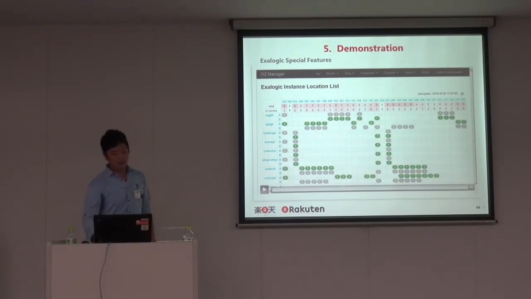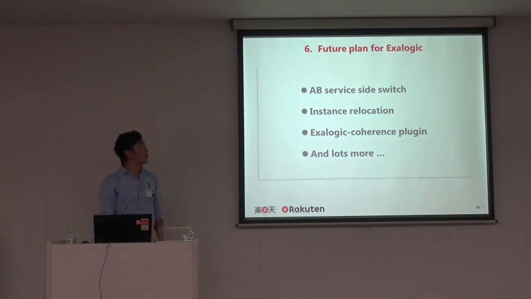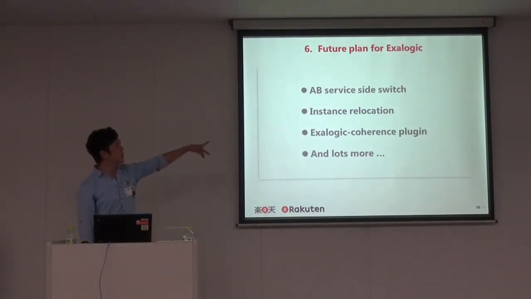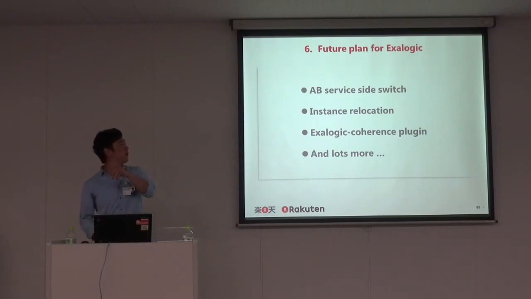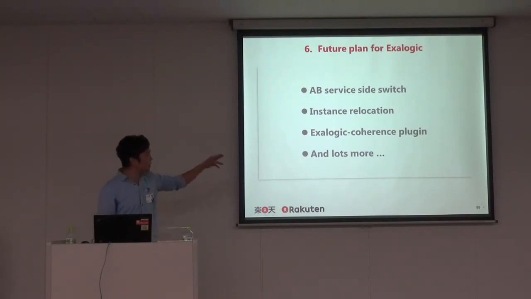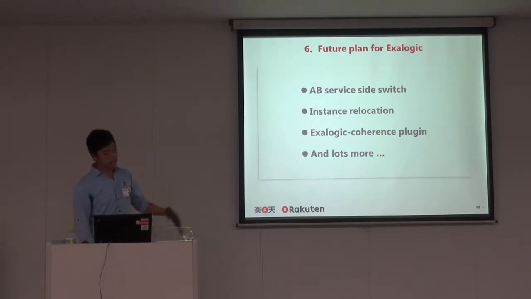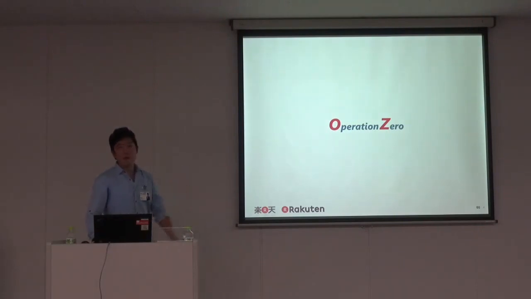Okay, this is all the demonstration and the future plan we have. We're thinking of adding switching for the A side, B side and instance location, the one I just showed before. So we can switch A side, B side from the web or change location, maybe drag one instance from one node to the other so we can move it a lot. And some ExaLogic Coherence plugin maybe in the future so we can have more detailed information from JMX, show the graph and stuff like that. And many more, we're thinking to have an easy life. So in the future we have no more operation. That makes operation 0. And that's how the name came from.